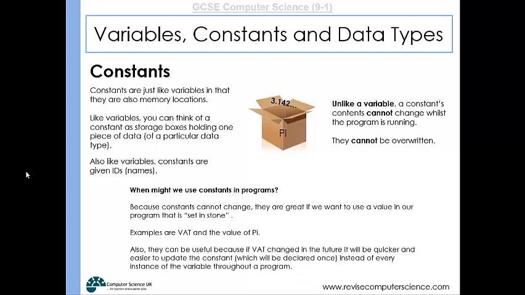And another good thing is that once you've declared a constant and it holds a value, if for example the law changed and VAT changed, you could reassign it with a new number, so that one change affects the entire program globally. So it's often very good to have constants where you have a value that you don't really want to change whilst the program is running.